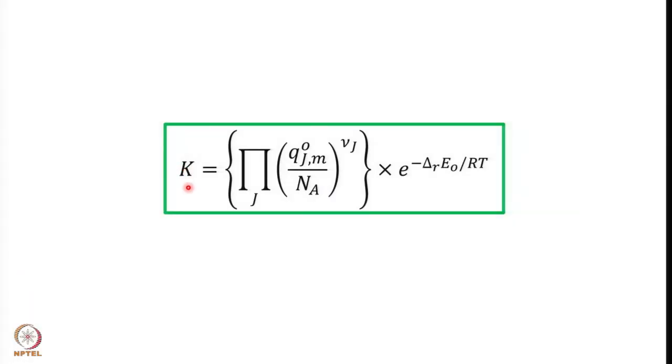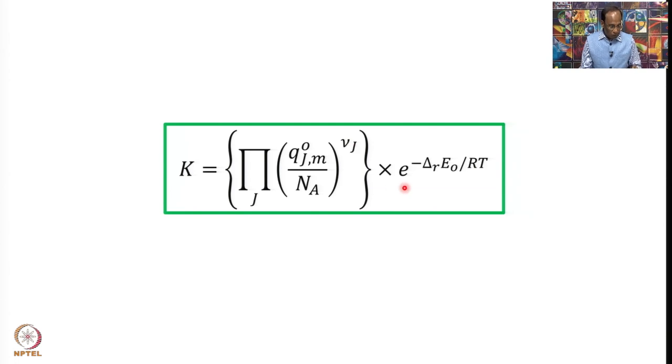In statistical thermodynamics, we are interested in connecting equilibrium constant with partition function. That is what we did in the previous lecture, where we connected equilibrium constant with molecular partition function by the expression given on this slide. Equilibrium constant is equal to the product of qJm naught by Na raised to the power stoichiometric number, into exponential minus delta r E naught by RT.